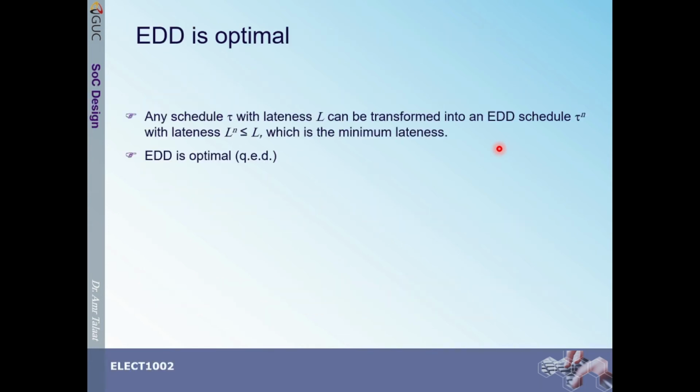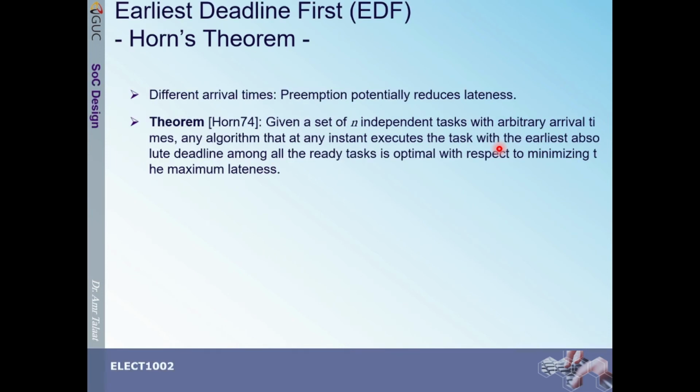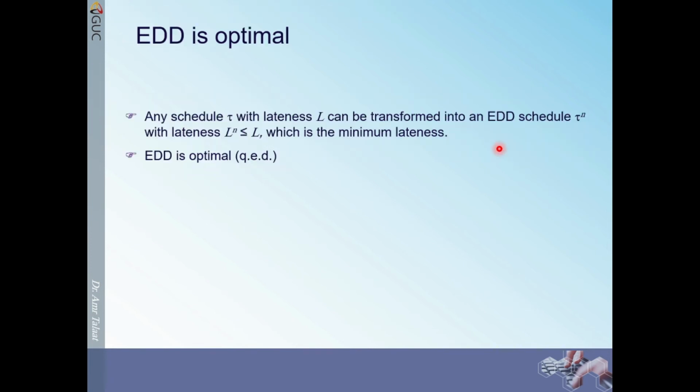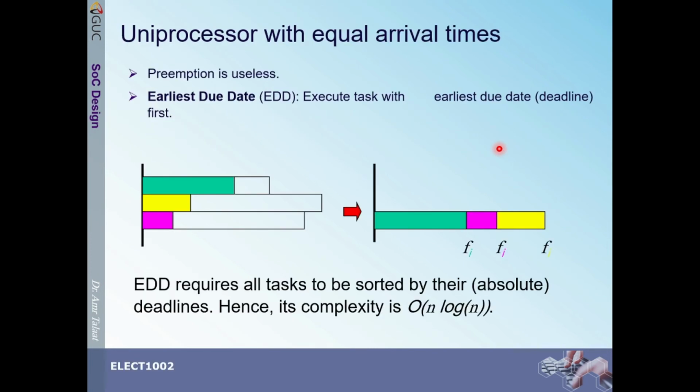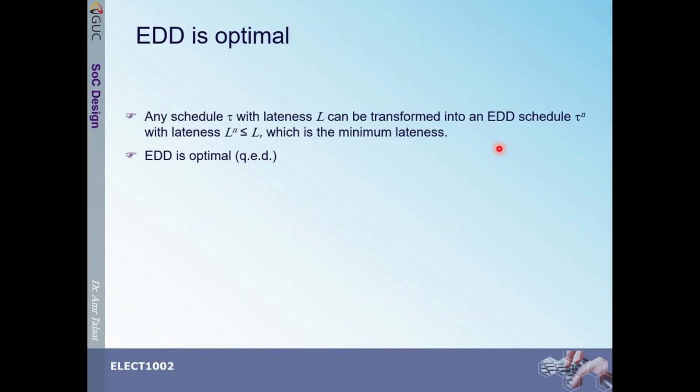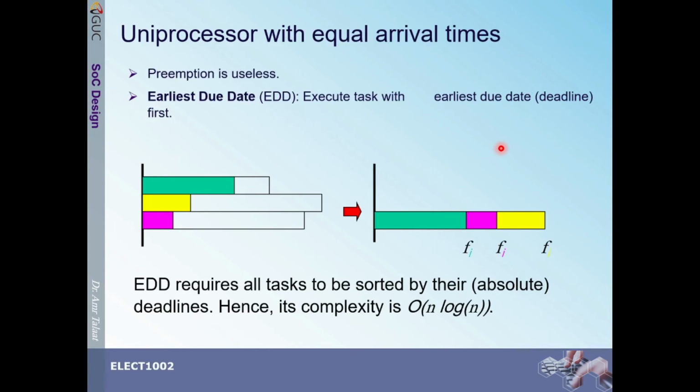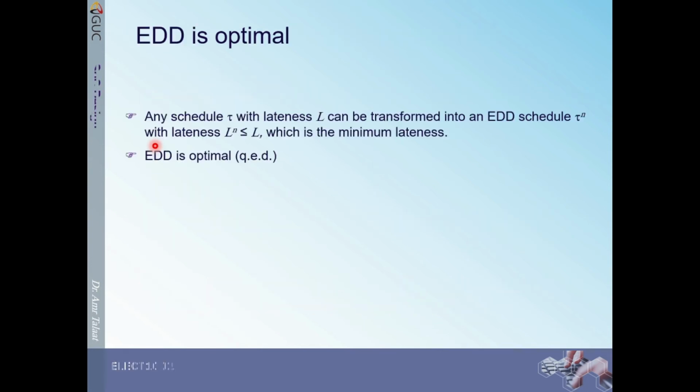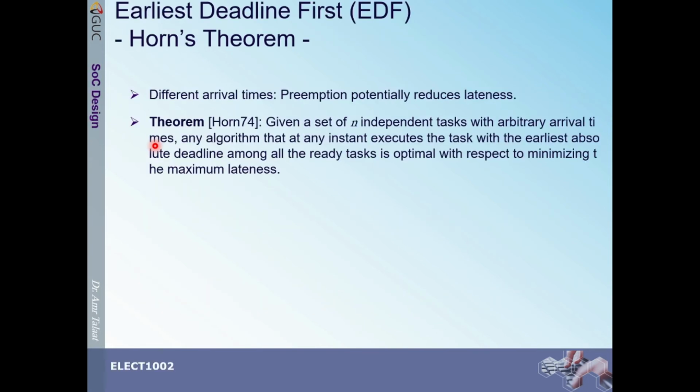Any schedule tau with latency L can be transformed into an EDD schedule of tau with latency L or N less than L, which is the minimal latency. This is one of the ways of scheduling aperiodic functions, and remember that the worst case scenario always happens if all tasks come at the same time. There's another way called Horn's algorithm, or earliest deadline first.